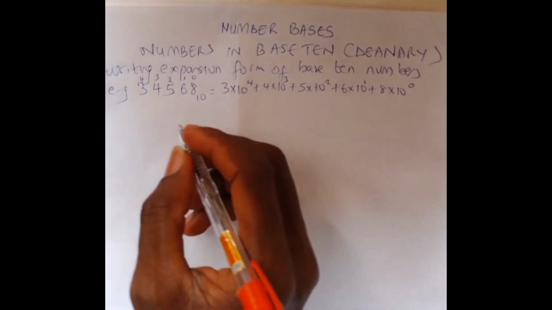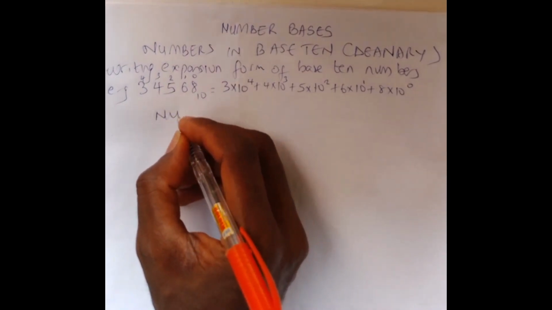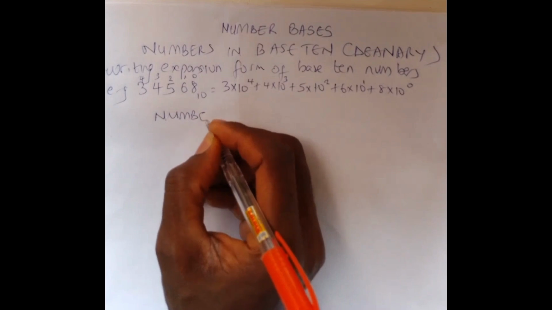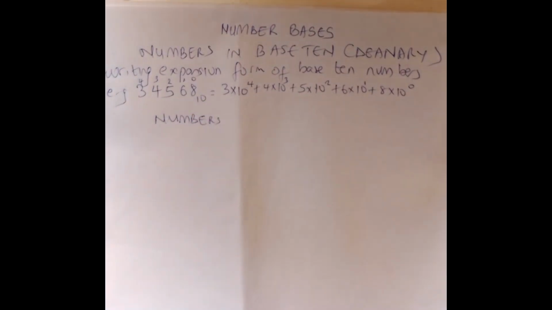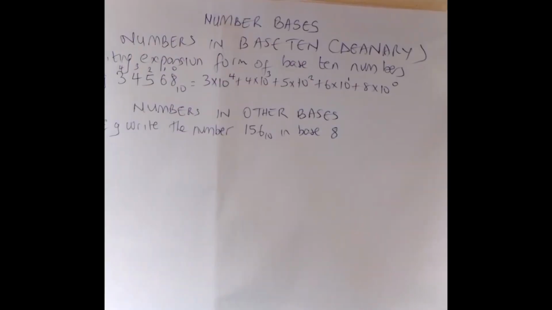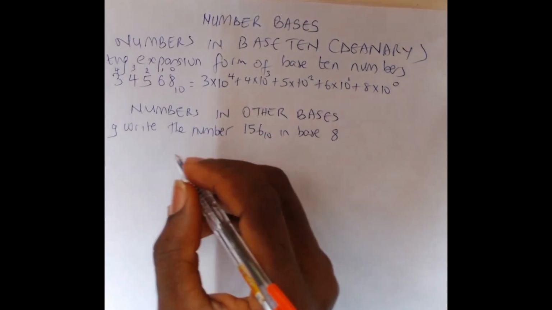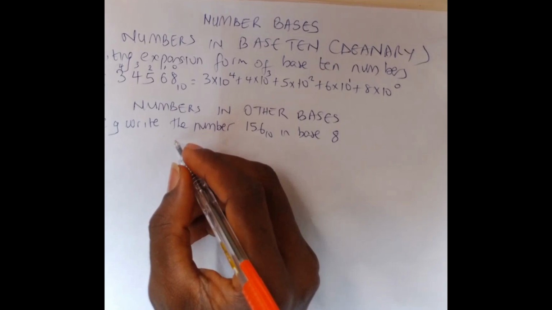Now let's do numbers. Now we have to write the number 156 base 10. We have to write this number in base 8. So when we are asked to convert a particular number to another number in any particular base, we will divide the number they asked us to convert by the base that they asked us to convert it to. Take for example, we have 156, we have to convert it to a number in base 8.